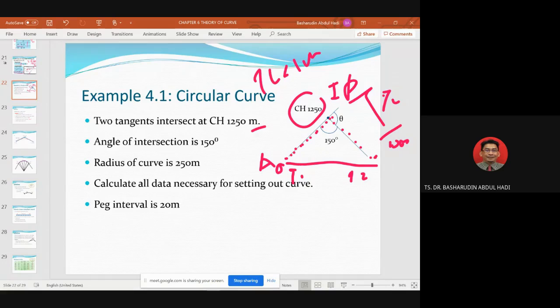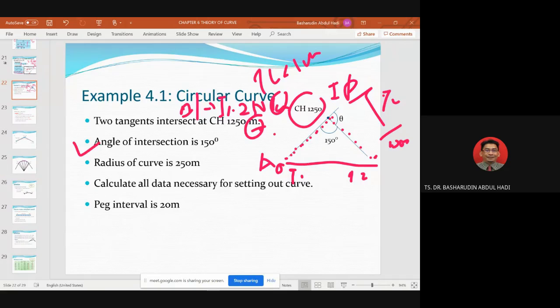When the road is finished, we say like this: 1.25 kilometer from Alor Setar to Ipoh. This is what we call under construction. So the value is in meter during construction, but once finished, the length of the road is considered in kilometer.